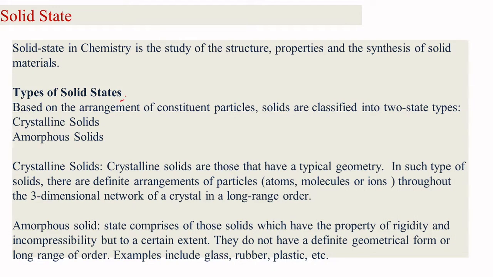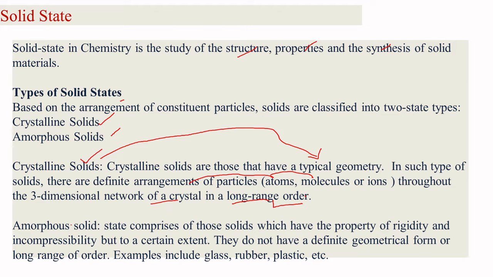Now let me give the idea of solid state. The solid state generally defines the structure, property and synthesis of any solid material. Solid materials are classified into two types: crystalline solids and amorphous solids. Crystalline solids have a typical geometry, defined by the arrangement of atoms or molecules throughout the network, a defined structure with long range order, which means continuous periodicity.